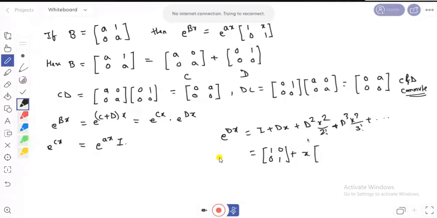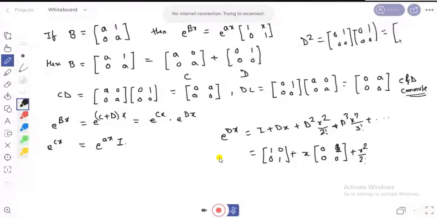So X and D is 0, A, 0, 0. This is D. X square by factorial 2. What about D square? No. What is D? D is 1 here. Okay. This position is 1. Okay, well, this is 1. What about D square? D square is 0, 1, 0, 0, 0, 1, 0, 0.